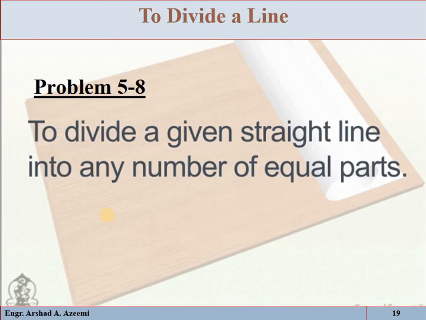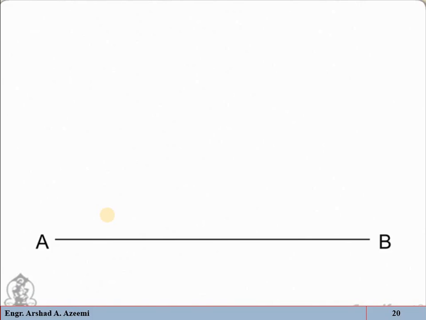Now to divide a given straight line into any number of equal parts. This is most important. We also used it in the previous lecture, scales construction. Suppose a line AB is given. Now we have to divide this line into any number of equal parts.